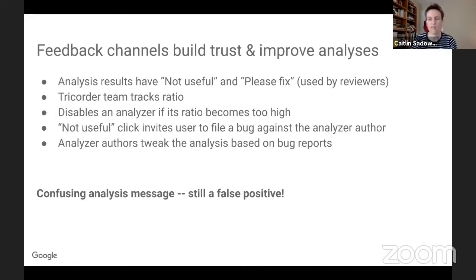We have some great examples where people were clicking on "not useful" a whole bunch, and it turned out that it was just the error message that people were confused by. And when we fixed the error message, that rate went down. And remember, if the error message is confusing, that's still an effective false positive. So that's still a problem that you need to fix, just as bad as if the analyzer is producing a result erroneously.